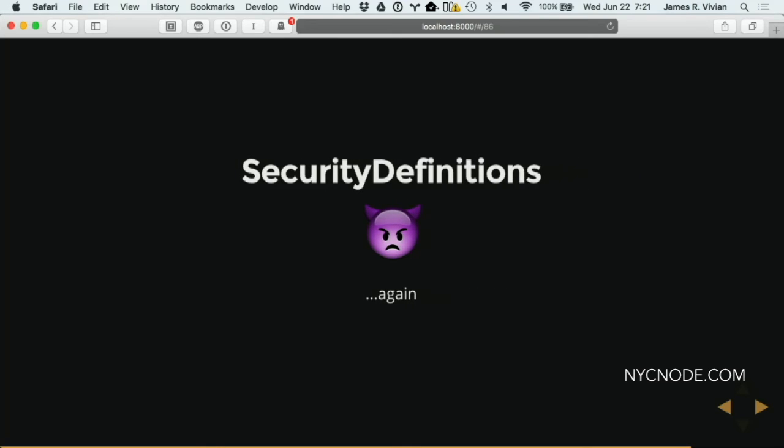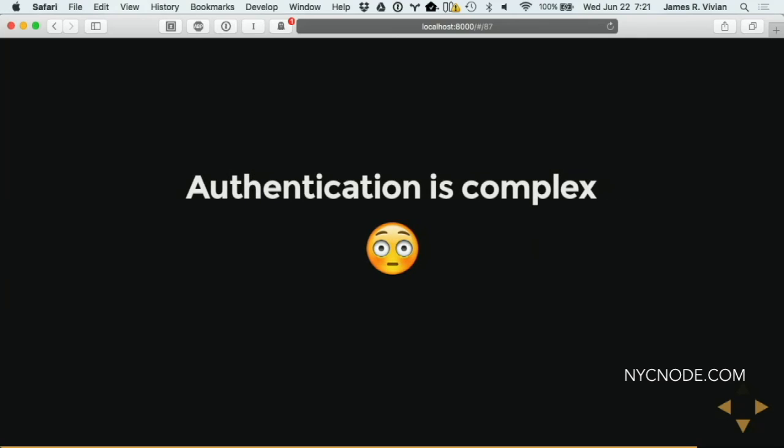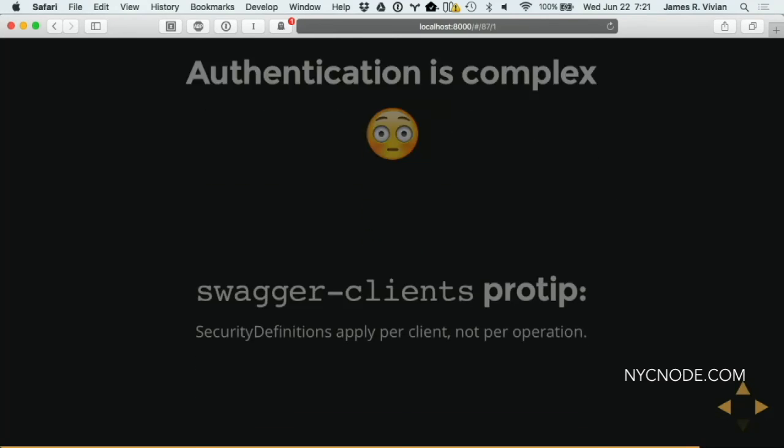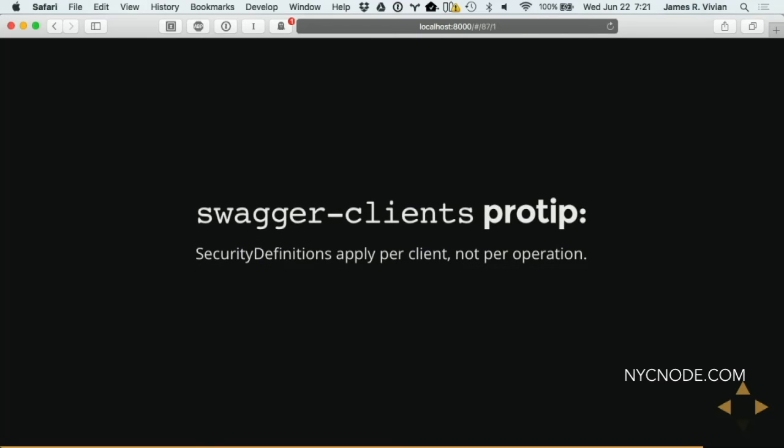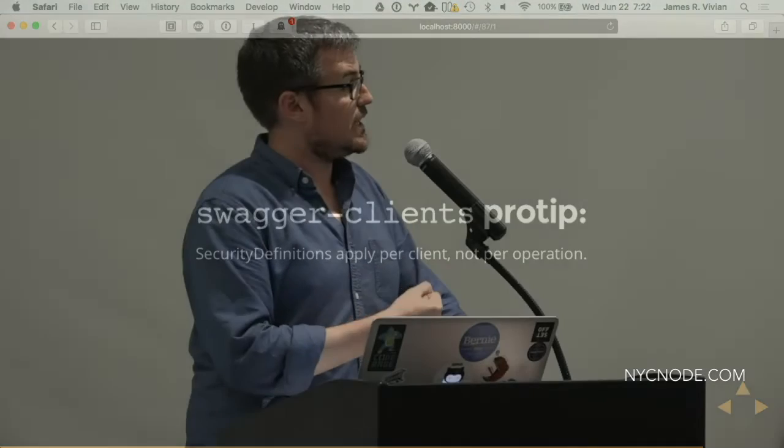Yeah, so these security definitions, this is probably the roughest part of the spec. It's because authentication is complex. There's multiple ways to do it. But if you're using Swagger clients, these security definitions apply per client, not per operation. So if you're in Node and you want to reuse a client and not generate a new one every request, specify whatever method you're using for authentication as a parameter. This will make it so that you don't have to keep generating new clients every time.